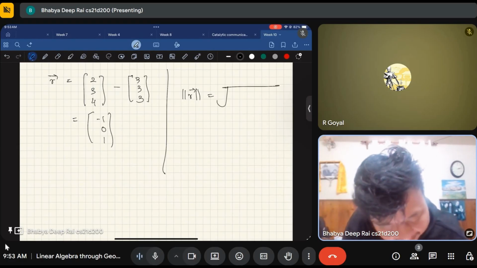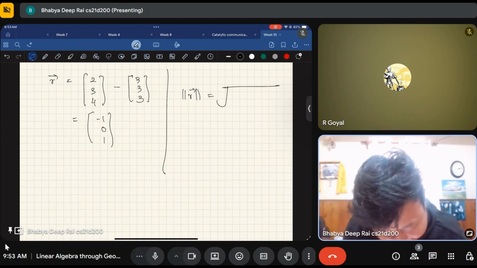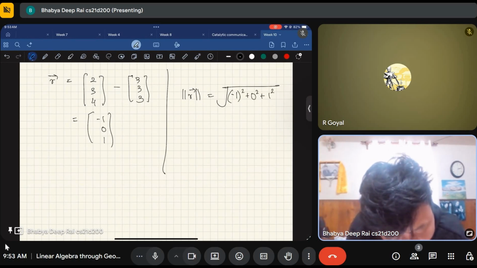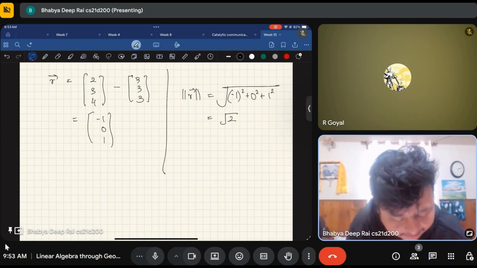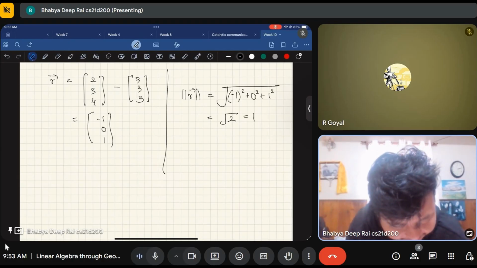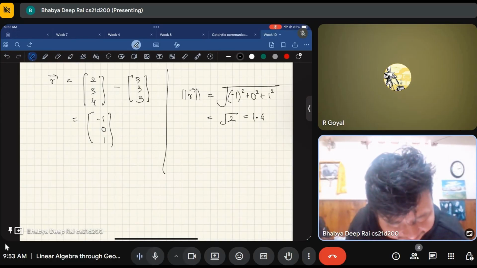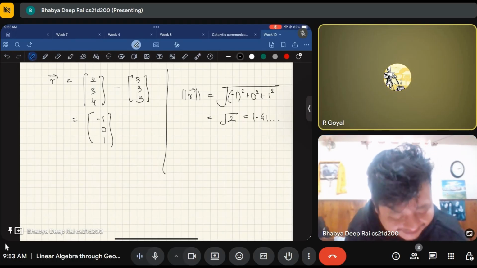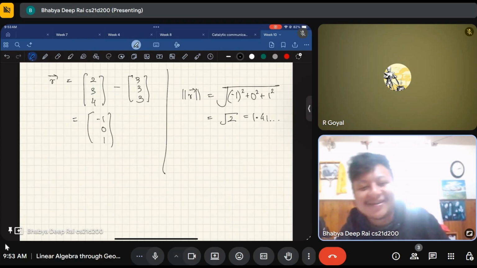Which is the square root of (-1) squared plus 0 squared plus 1 squared, right? Which is equal to root 2. Oh, yeah, I think this is correct. I hope I didn't make a mistake on the way. Which is something like 1.4. 1 point something, right? 1.41 probably. Yes, something like that.